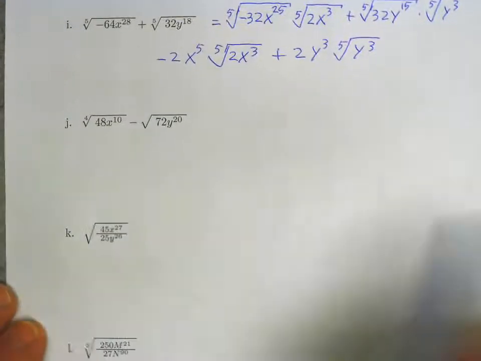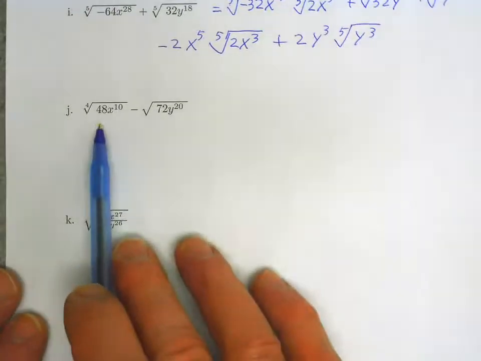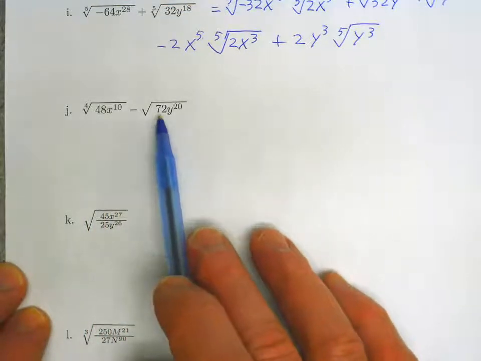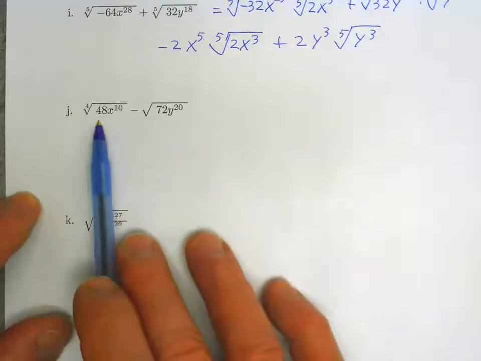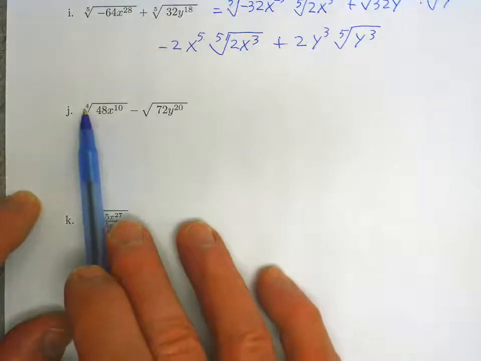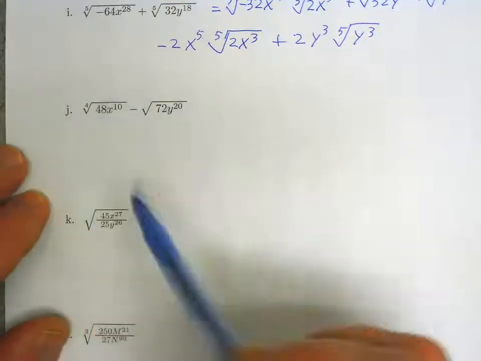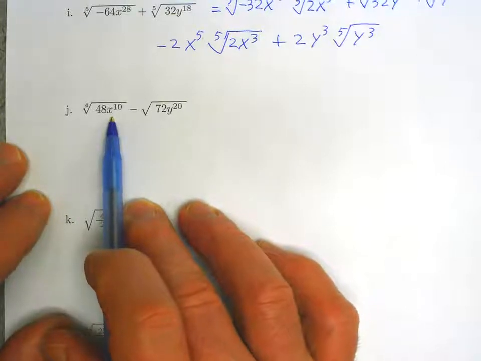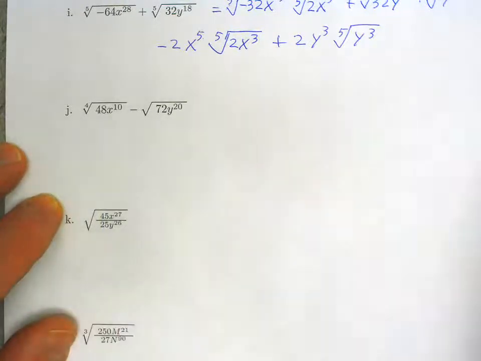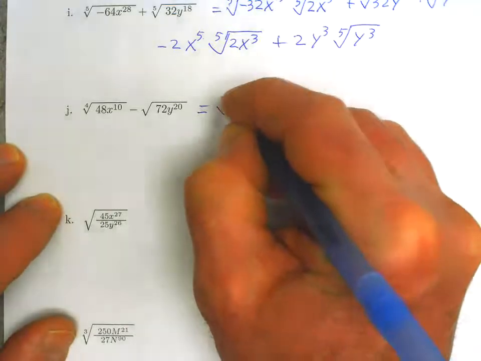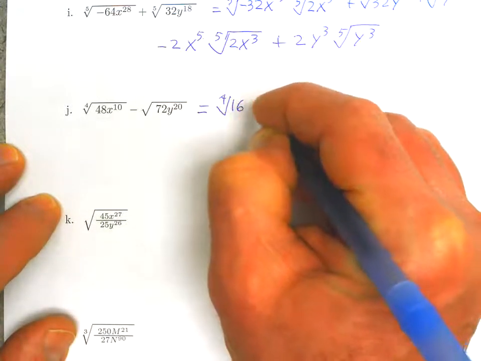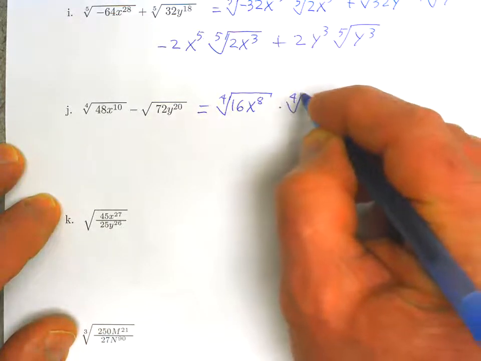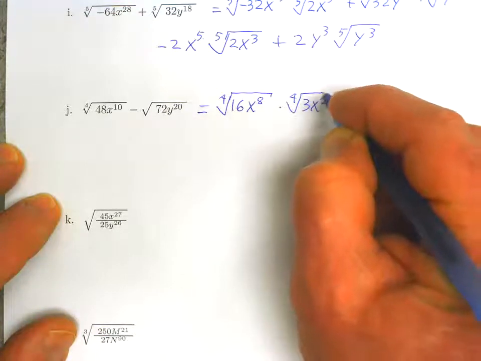Okay, in the next example, the fourth root of 48x to the 10th minus the square root of 72y to the 20th. The largest factor of 48 that's a perfect fourth power is 16. And the largest factor of x to the 10th that's a perfect fourth power is x to the 8th. So we'll rewrite this as the fourth root of 16x to the 8th times the fourth root of 3x to the 2nd.